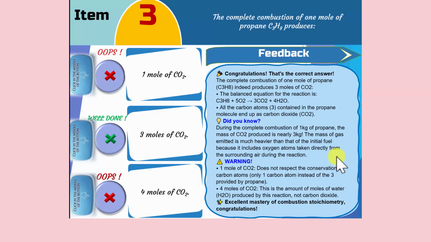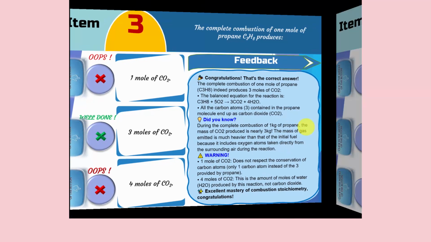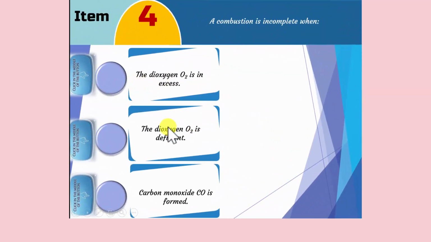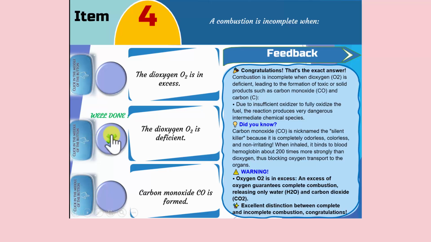The correct answer is that combustion is incomplete when the oxygen, or O2, is deficient. With too little oxygen, the fuel cannot be fully oxidized, so dangerous products such as carbon monoxide, CO, or solid carbon may form. Carbon monoxide is especially hazardous because it is colorless, odorless, and binds strongly to hemoglobin, reducing oxygen delivery throughout the body. By contrast, excess oxygen supports complete combustion, which produces carbon dioxide and water.